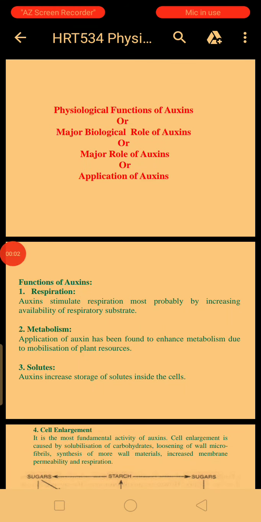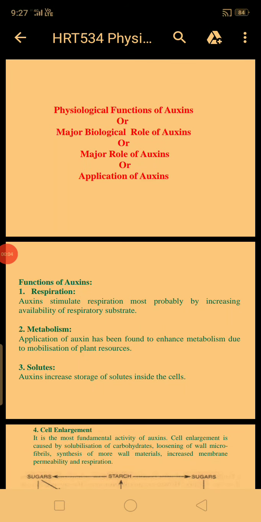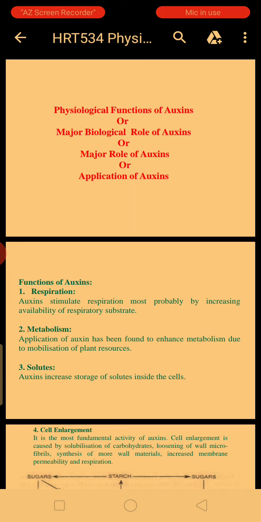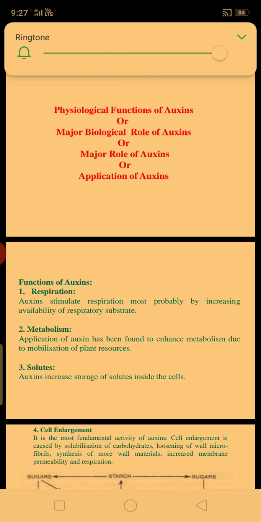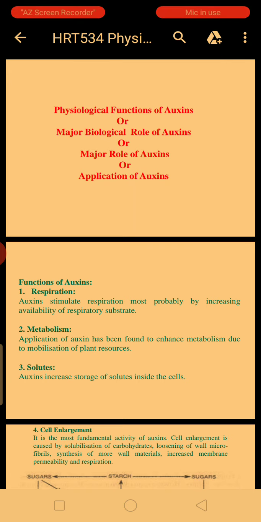Good morning, dear students. Today we will discuss the physiological function of oxygen, or you can say the major biological role of oxygen. Another way to say it is the major role of oxygen and application of oxygen. So these four phrases you can see in your first slide are synonyms of each other.